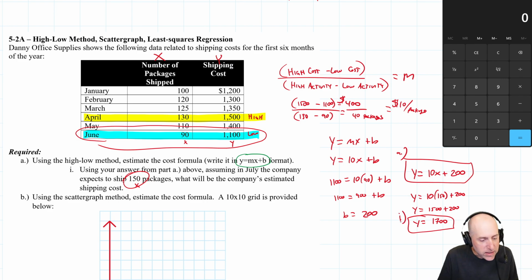Okay, that's it for 5-2A part one. We've done the high-low method. In the next part of the video, we will do a scattergraph.